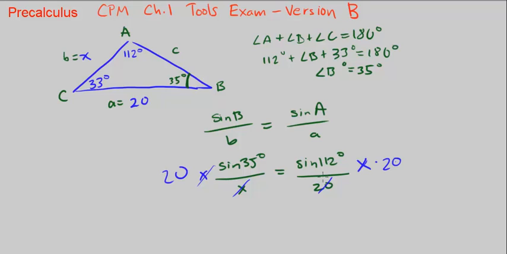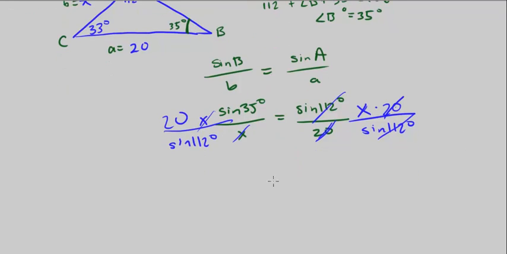By 20. Then these cancel, right? Divide both sides by sine of 112 degrees. Then these cancel. Okay, so let me rewrite that neatly. It's 20 times sine of 35, right? The rest just cancels out, over sine of 112 degrees. On the right, we just have x.